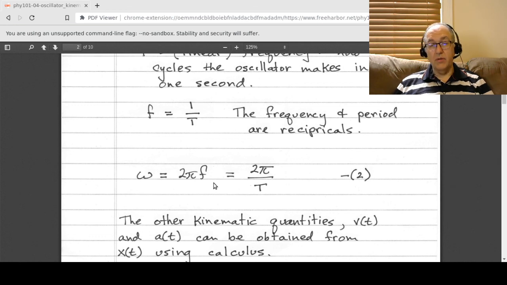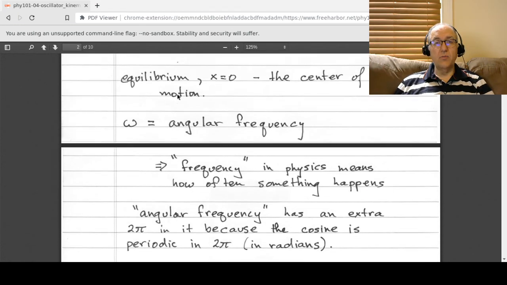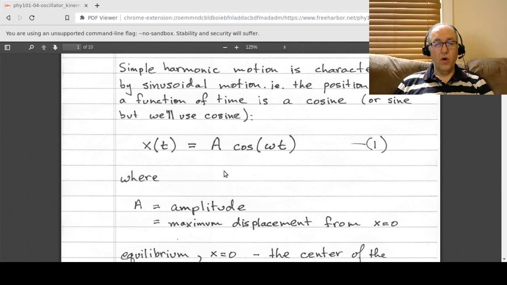And another way you could do it in the lab, rather than measuring the frequency, you could measure the period. How long does it take to make 1 cycle? And that would be capital T. And 2 pi divided by capital T, that's your omega. Okay. And again, that omega, why did we even introduce it? Why did we introduce that 2 pi at all? And it goes back to this formula right here. That's the omega that's in there.